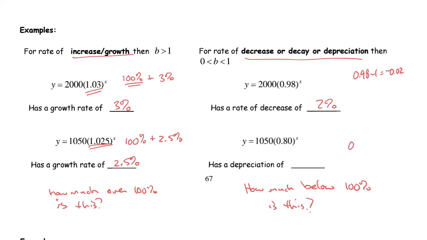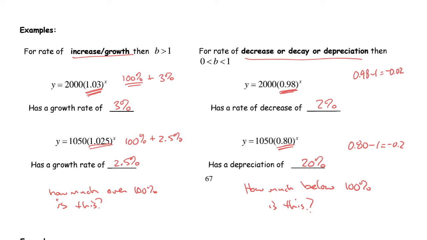Here, if I take my 80% and I subtract 1, I'm going to get negative 0.2, and this represents a 20% loss. Basically, whatever's inside those parentheses, whatever the base of the power is, represents the percentage that you get to keep. In the first columns, I got to keep 103%. Here it was 102.5%. But for this one, I only get to keep 98%, and here I only get to keep 80% of what I started with.